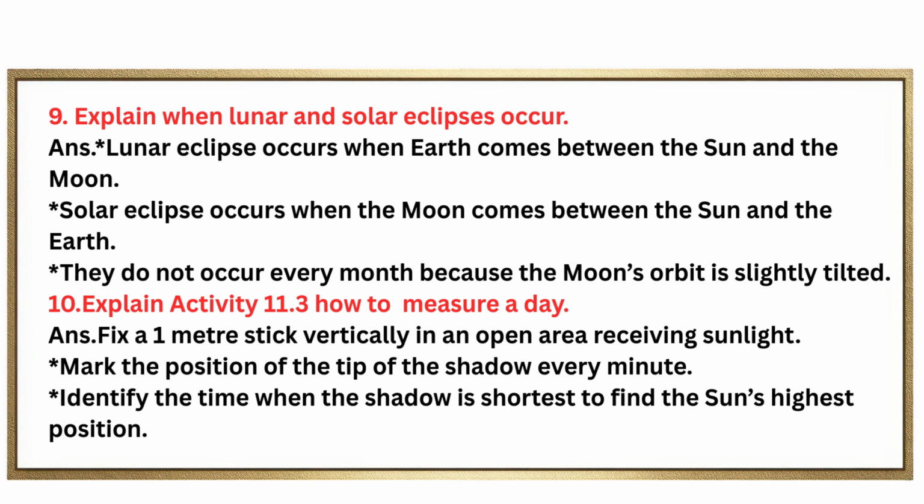How to measure a day. Answer. Fix a meter stick vertically in an open area receiving sunlight. Mark the position of the tip of the shadow every minute. Identify the time when the shadow is shortest to find the sun's highest position.